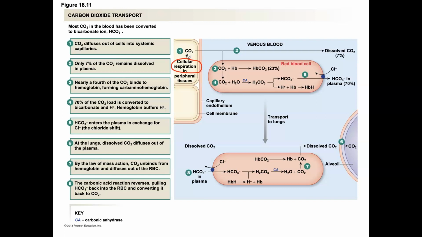So it turns out that when carbon dioxide is released from cells, 7% of the carbon dioxide dissolves directly into the blood plasma. But we produce too much carbon dioxide for the blood plasma to accommodate all of that CO2. So we also attach carbon dioxide to hemoglobin inside of red blood cells. And so that's another 23% of the carbon dioxide that's transported. And then we also convert carbon dioxide into bicarbonate. And so that's another 70% of the carbon dioxide transport.